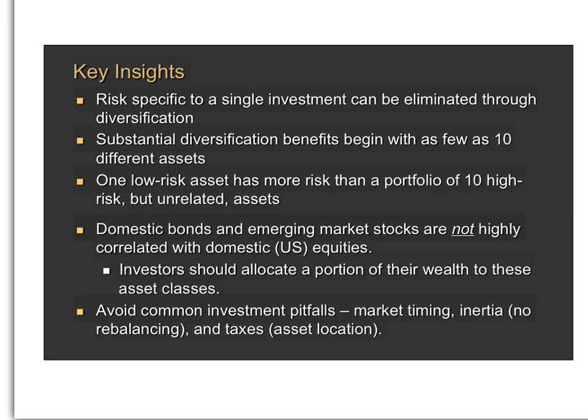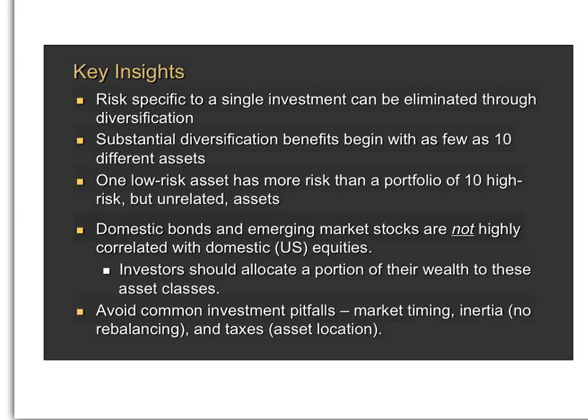A few key insights from our discussions. Risk specific to a single investment can be eliminated through diversification. Substantial diversification benefits begin with as few as 10 different assets. One low risk asset has more risk than a portfolio of 10 high risk but unrelated assets. Some asset classes are not highly correlated with domestic US equities, so investors should allocate a portion of their assets to these asset classes.